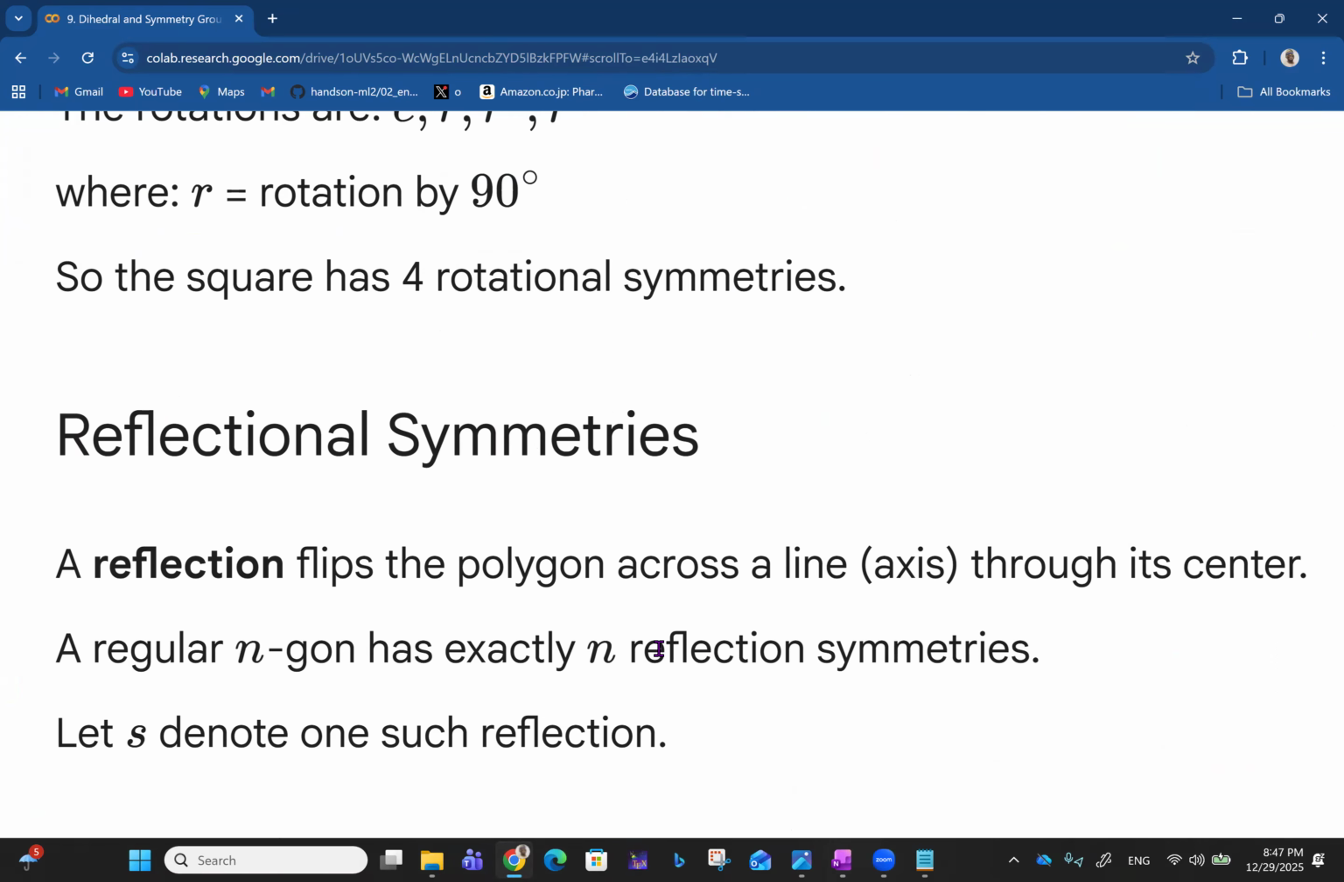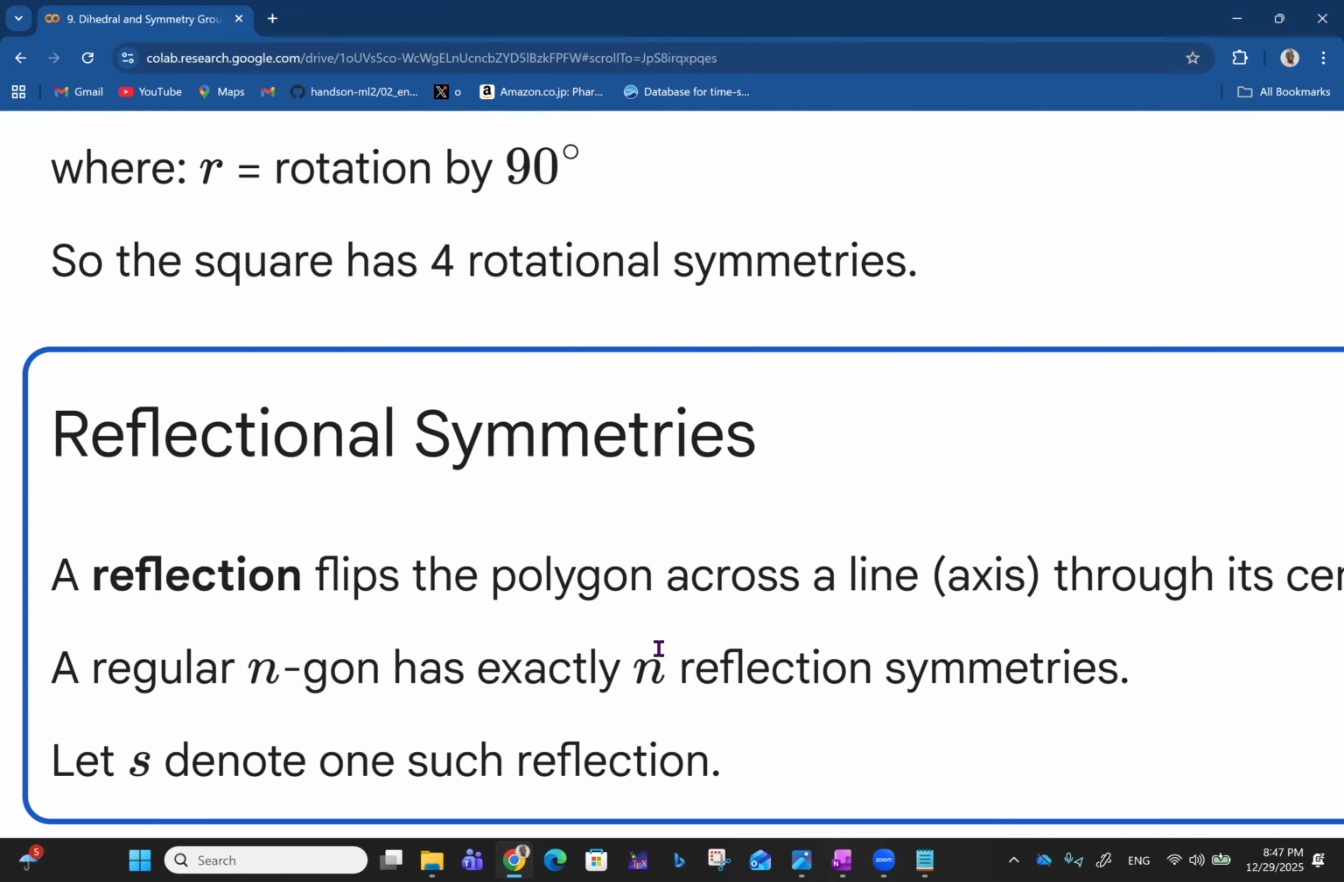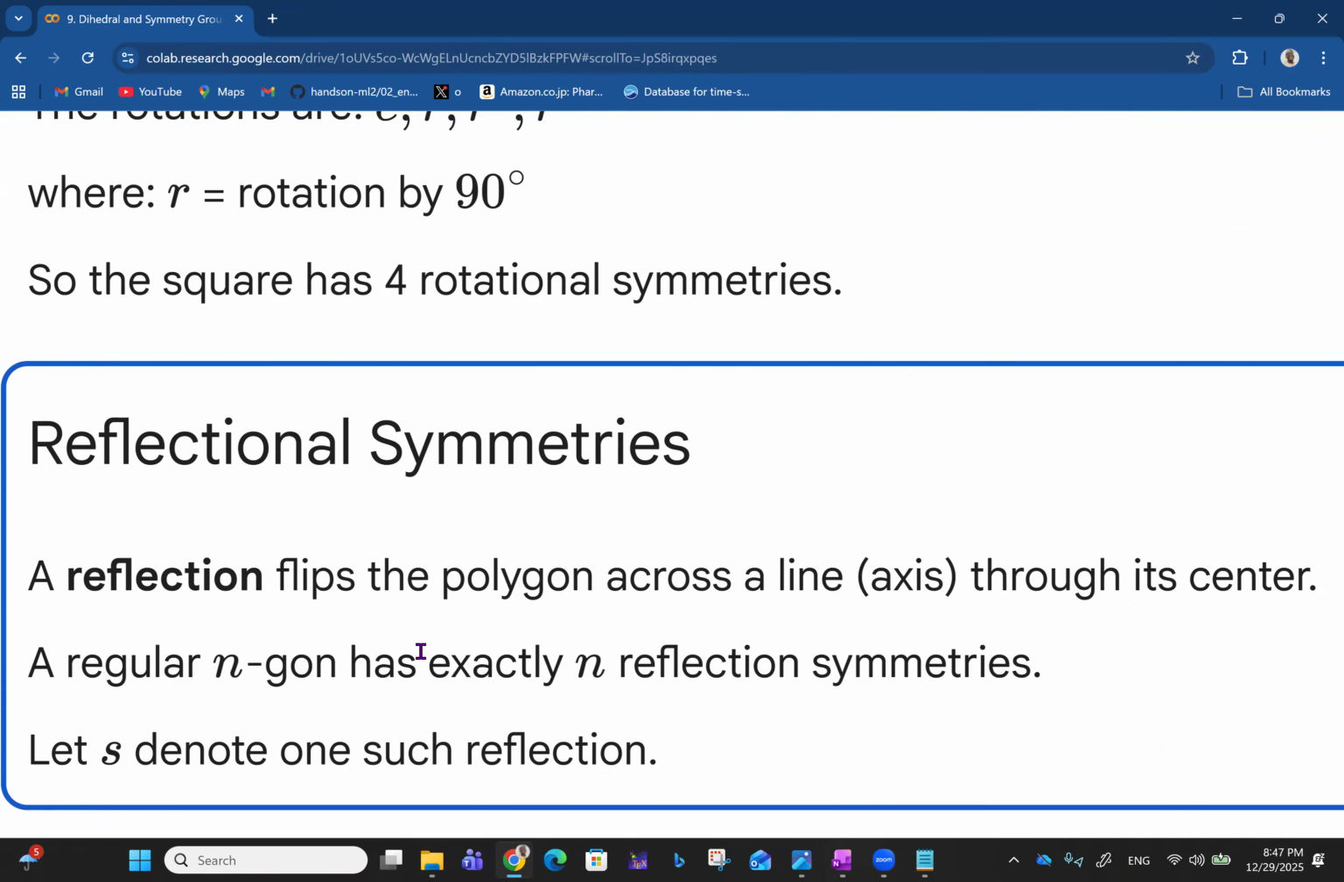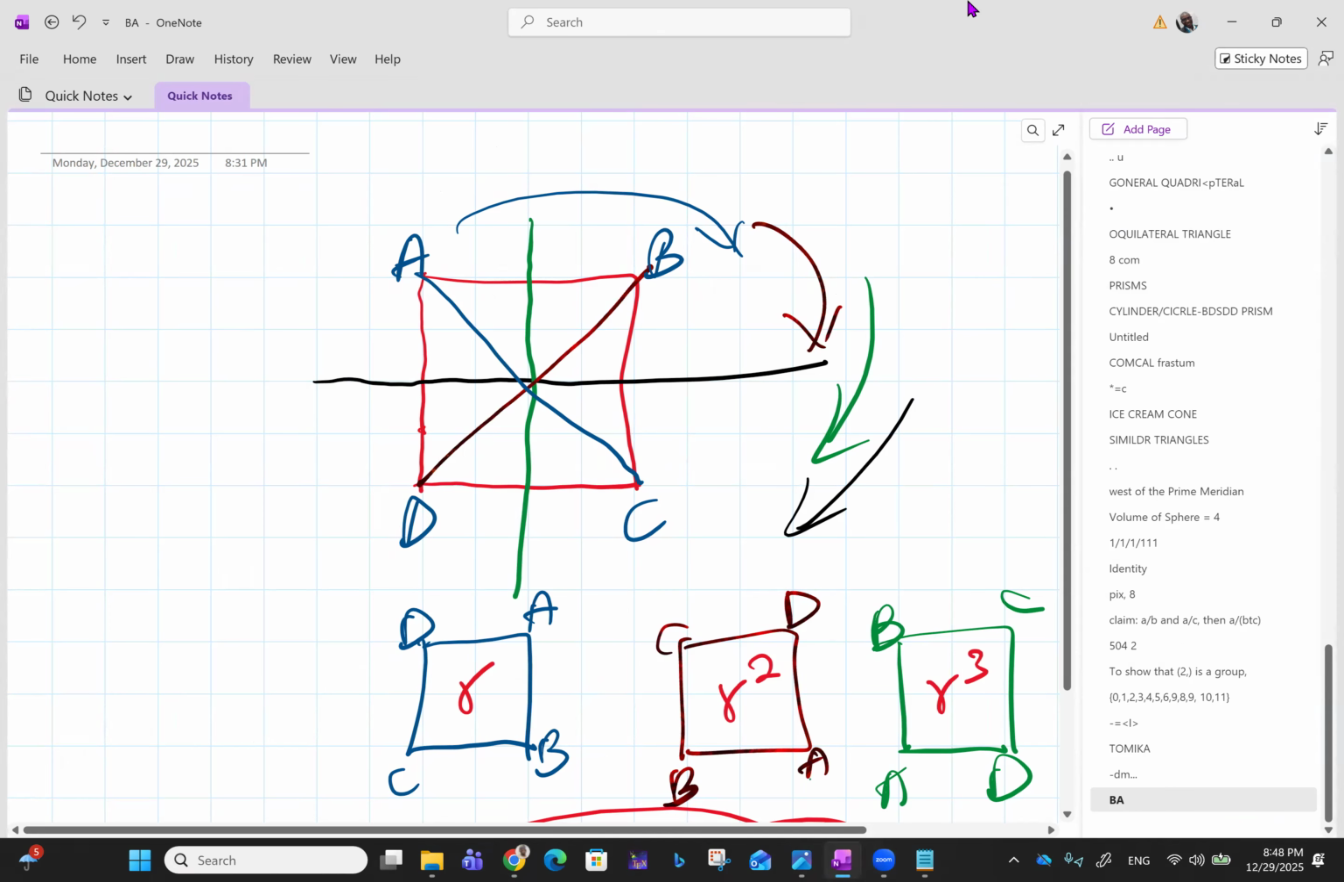So now we come to the idea of reflectional symmetries. How do we deal with them? A reflection flips the polygon across a line, that is, across an axis through its center. A regular polygon, an n-gon, has exactly n reflection symmetries, and let S denote one such reflection. So R denotes rotation, S denotes reflection. When we talk about rotation, it is you moving over.